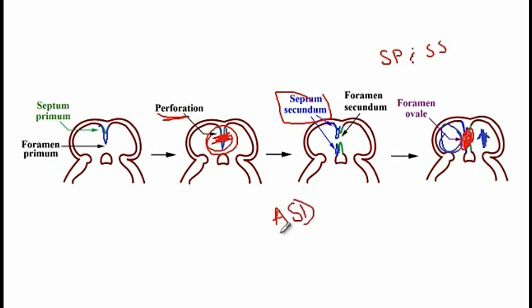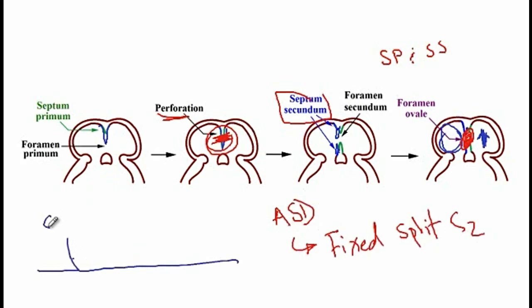The murmur of atrial septal defect is characterized by a fixed split S2. And what I mean by that is that there are two heart sounds. One is S1 and two is S2. And S2 is divided into two heart sounds. One is the closure of the aortic valve, followed by the closure of the pulmonic valve.